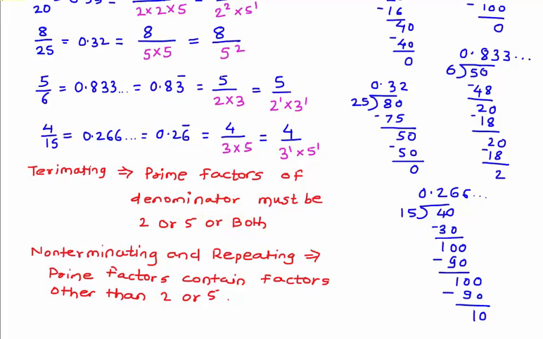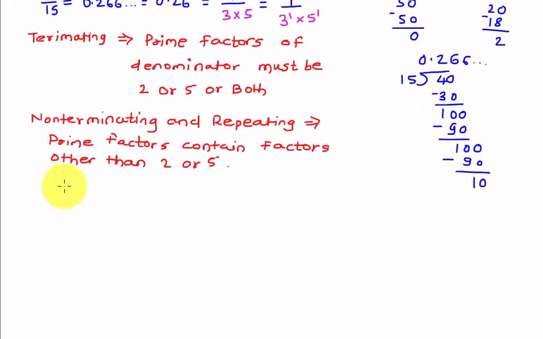So 5 by 6 has a prime factor other than 2, that is 3, and 4 by 15 has a prime factor of the denominator other than 5, that is 3. So this way we can differentiate between terminating and non-terminating and repeating decimal by looking at the prime factors of the denominator.